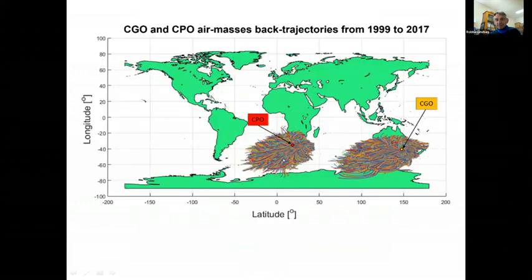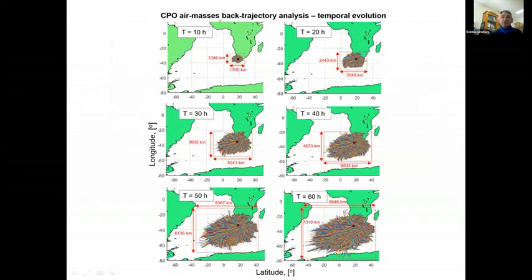When you do that and you sum them all together, this is really difficult for Reino to show in his thesis, then you get a picture like this where you can see all the different tracks going to the Cape Town Observatory, and there's the one in Tasmania, the Cape Grim Observatory. So you can actually see that it comes from quite large distances, from quite far away. In Cape Grim on Tasmania, you are very sensitive to what happens in Australia, and you even get some back trajectories that go back into Argentina. You can look at what happened in the last 10 hours, 20 hours, and so on.